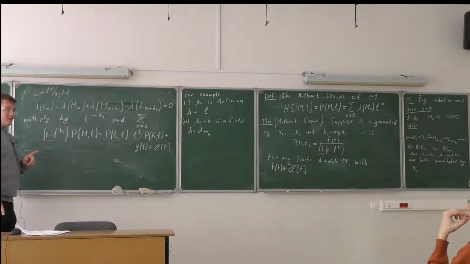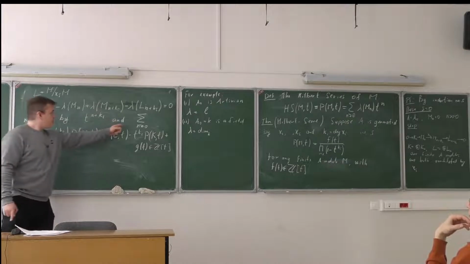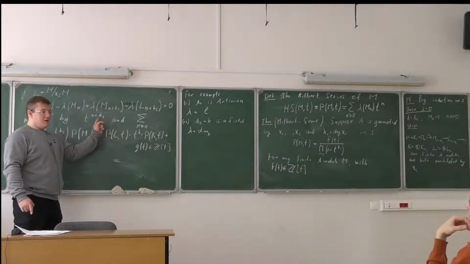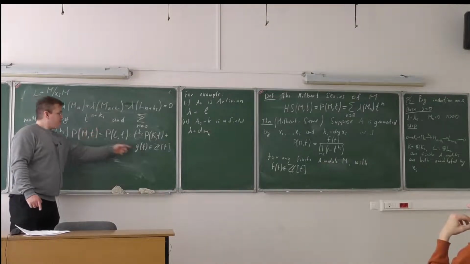But not quite, because you need to change the index of the summation. Summation is over n, but you need to take summation over n plus ks. So by this shift, you won't count the first several terms, and this is why I have this additional term.